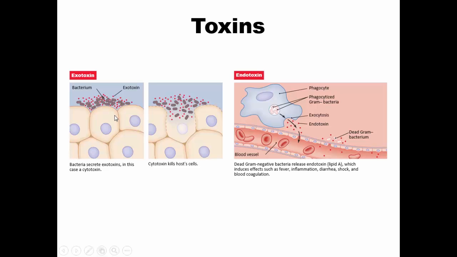And here you see some toxins. The exotoxin kills cells, allowing the bacteria to invade deeper. Endotoxins are released at phagocytosis. They're released by dead bacterial cells, and gram-negative cells are the ones that have endotoxins. Gram-positive cells tend to have exotoxins.